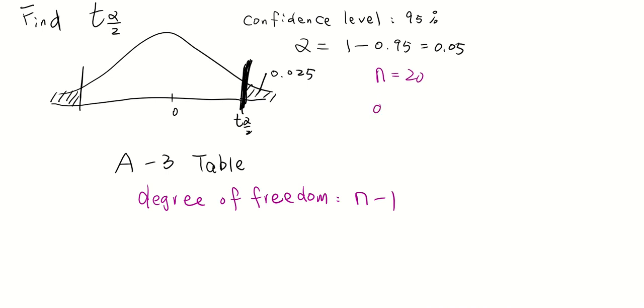Then the degree of freedom will be 20 minus 1, which is 19. Okay, so say our problem is find t alpha over 2 with a sample size of 20 and confidence level of 95%. Let's go through the chart and see what this t alpha over 2 is.